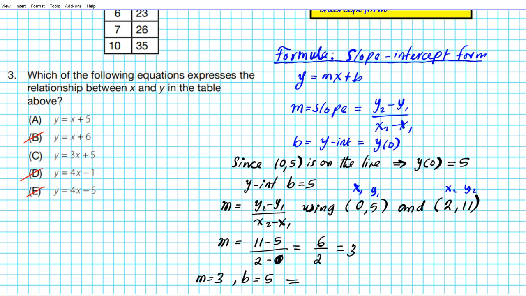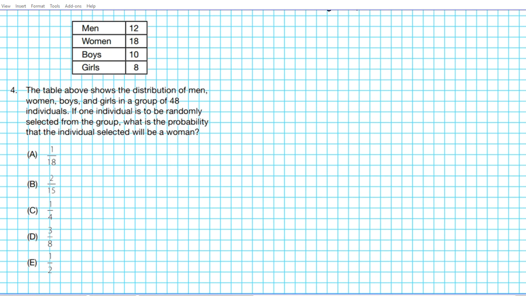So if we put these two pieces of information together in the formula that we wrote earlier, y equals mx plus b, we're going to have the final answer, which is that y equals m, which is 3, x plus b, which is 5. Answer to question number 3 is option letter C. Okay, let's take a look at question 4.